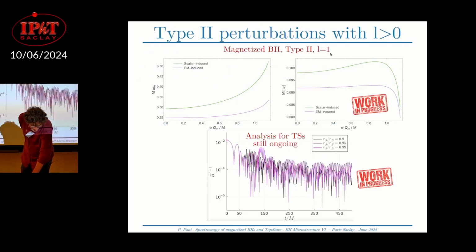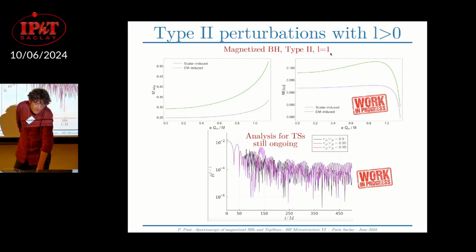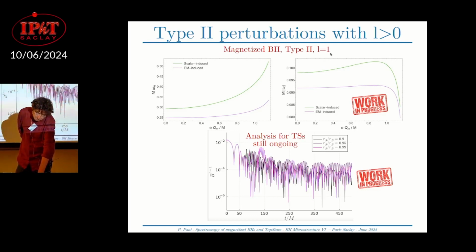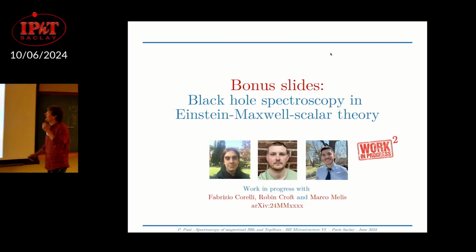Well, I thought I had time to do this, but I didn't. I will not mention type 2L = 1 just because it's still work in progress. Perturbations are more complicated and we are still working on it. On top, you see the black hole, on bottom, the topological star. So far everything looks similar to what I just discussed. Do I have 2 minutes? All right, just 2 minutes.